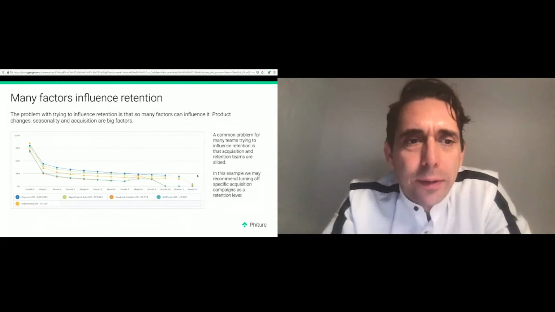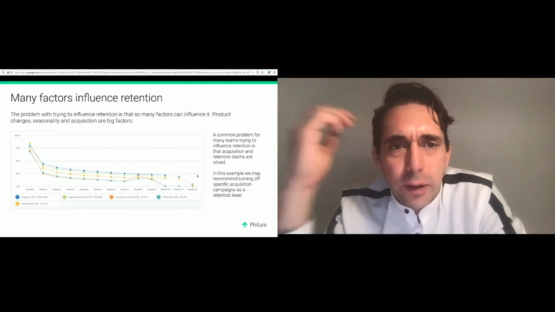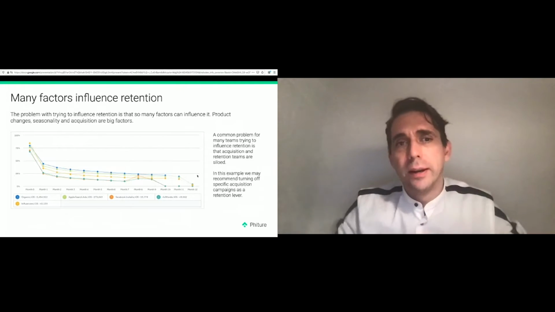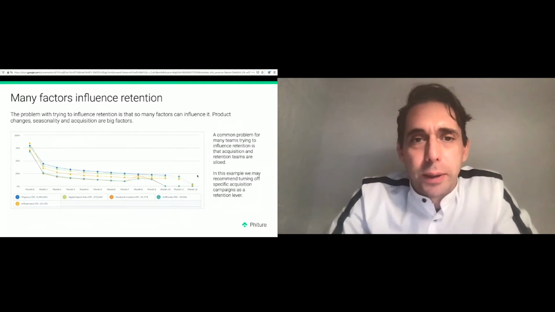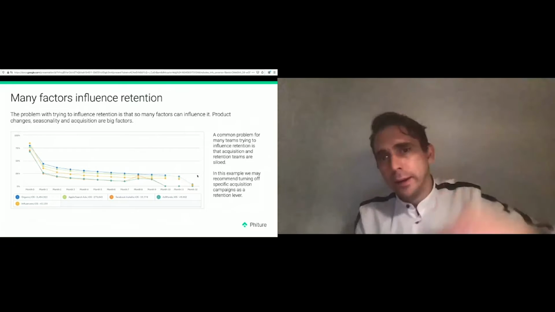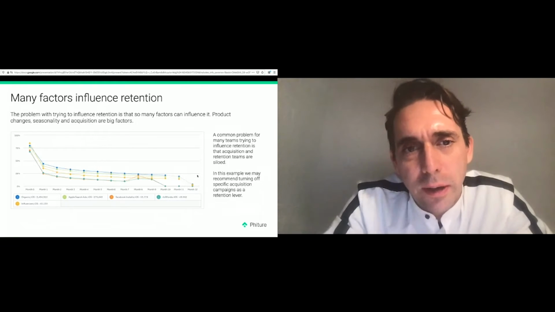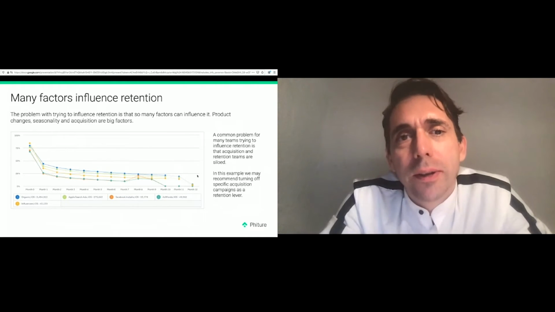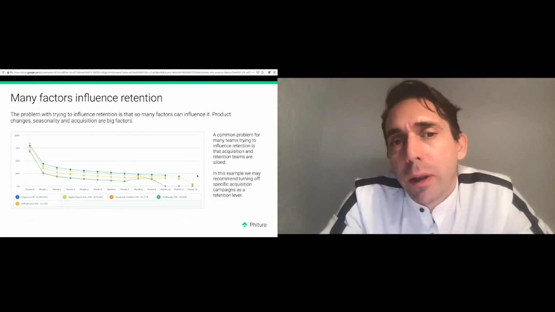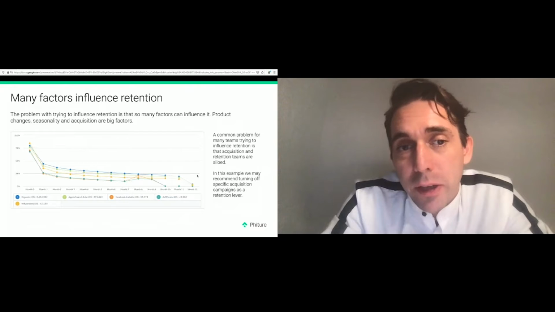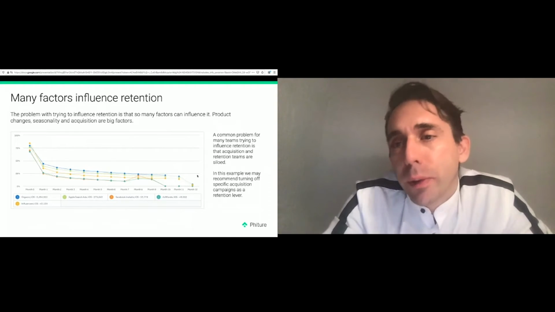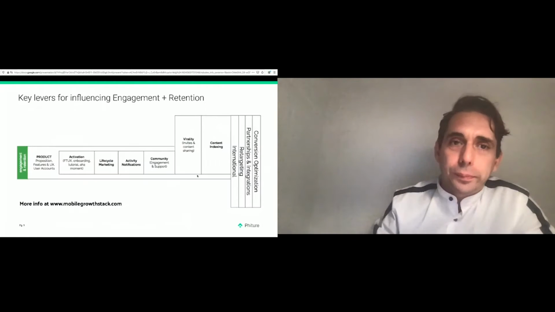There's a lot of factors that influence retention. We like to, at Phiture, break retention curves down. So we saw just there a blended retention curve, as we call it. Here we're breaking it out by acquisition source so that we can see which acquisition sources are bringing the most sticky users, the ones that stick around the longest. Often one of the biggest levers for improving retention is to change where you're acquiring your users from. It's definitely not the only lever. We'll come on to the others in a moment.